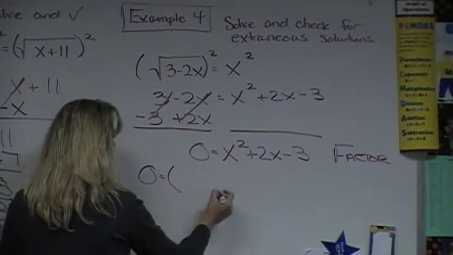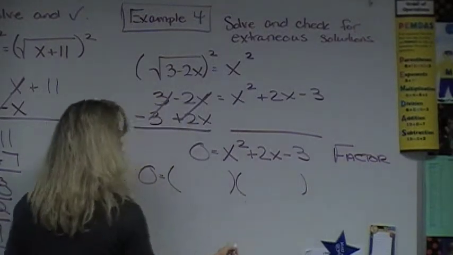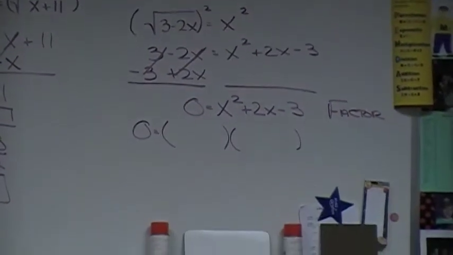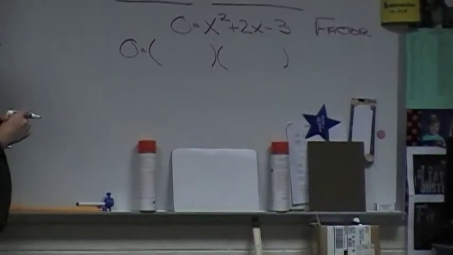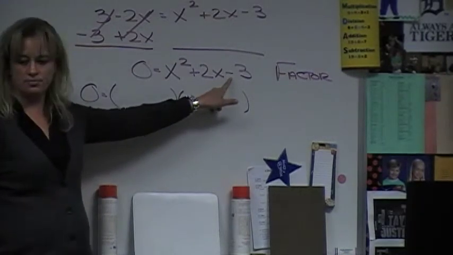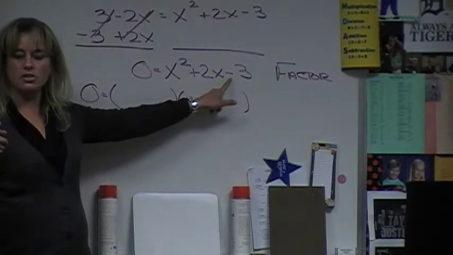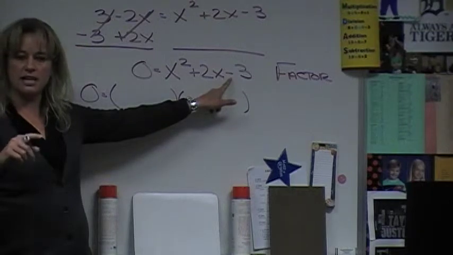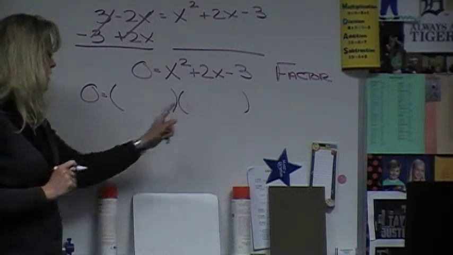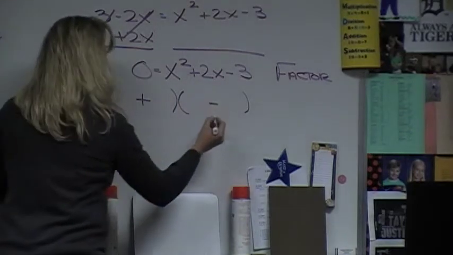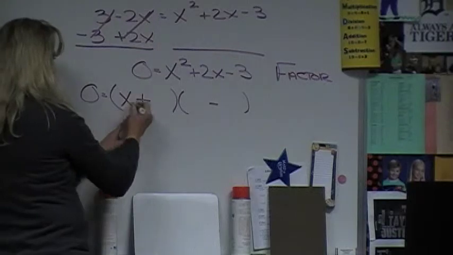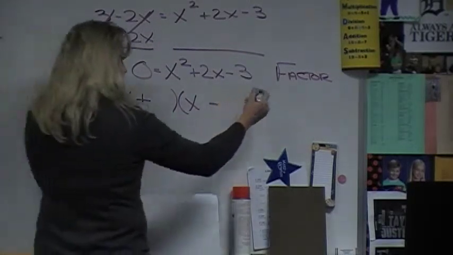Okay, so watch. 0 equals... Could we use the quadratic formula? Yes, but it seems to be a little more work than this is going to be. So factor this into 2 binomials. First of all, my C is positive or negative? Negative. So what are we going to multiply, same signs or opposite signs, to get a negative? Opposite. So let's put a plus and a minus here. And what goes here and here to get x squared? X and X.